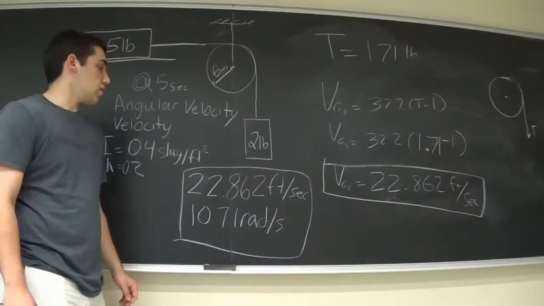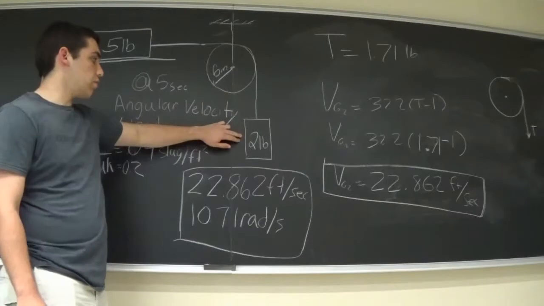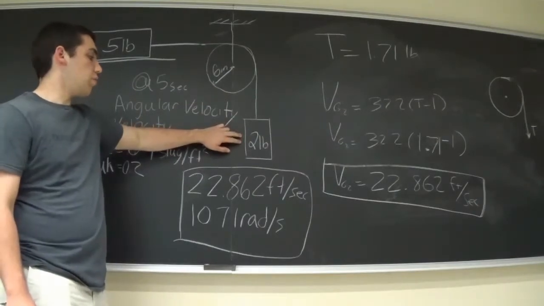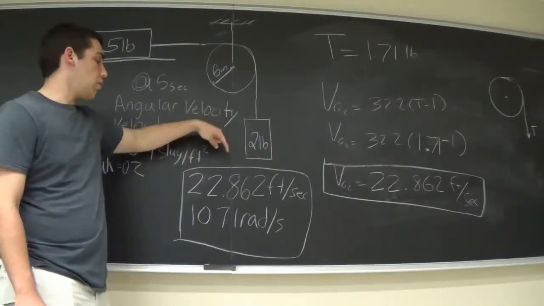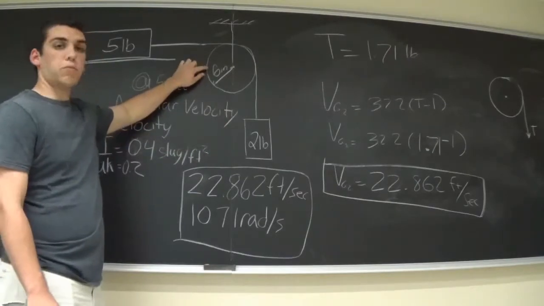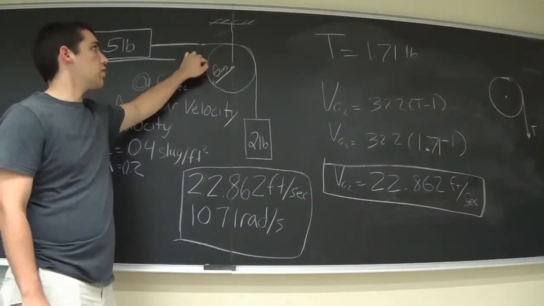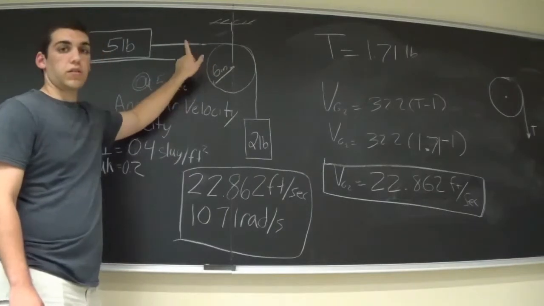Okay, so to wrap things up, we found that the velocity of block 2 is 22.862 feet per second going down, and the angular velocity of the pulley is 10.71 radians per second in a clockwise rotation.